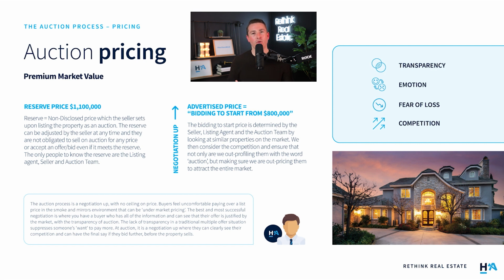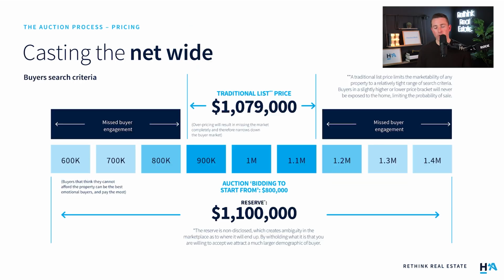Now, how we determine the bidding to start from is not just simply a set percentage. We take into consideration all other properties that property is in competition with locally, and we really take into consideration the properties that are below that price point. So, for example, this graph shows that if you took a traditional property and you listed it at $1,079,000, you're automatically only going to deal with a certain section of the marketplace. I don't believe that this diagram does it justice. I don't believe that anybody at 900 would ever look at a property at $1,079,000. I think you'd only ever get 1 million plus people looking at it. So automatically, you're only marketing to a select market.